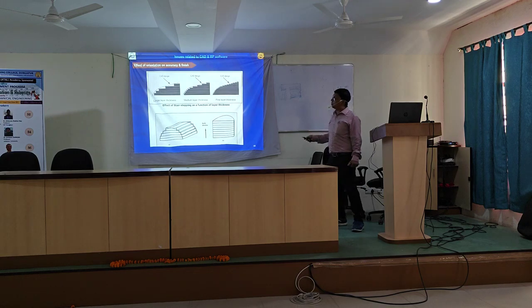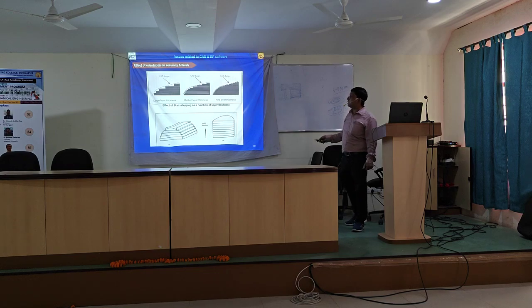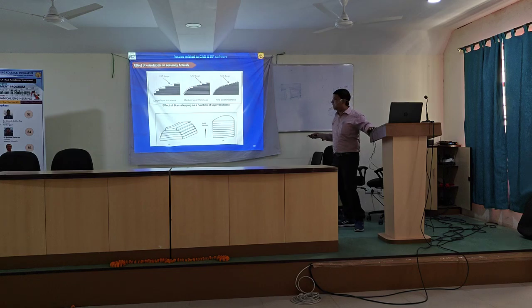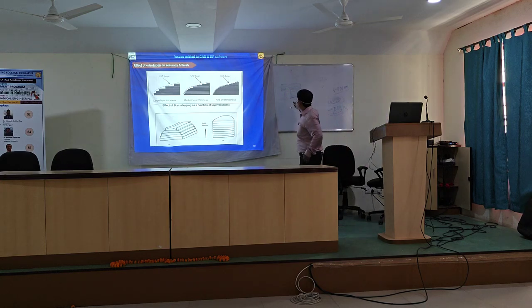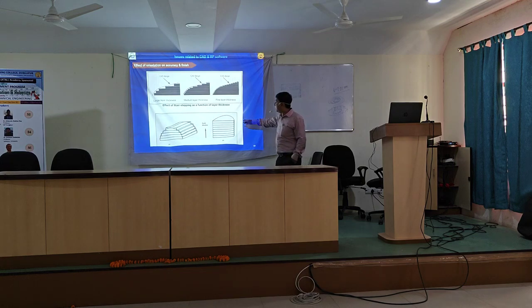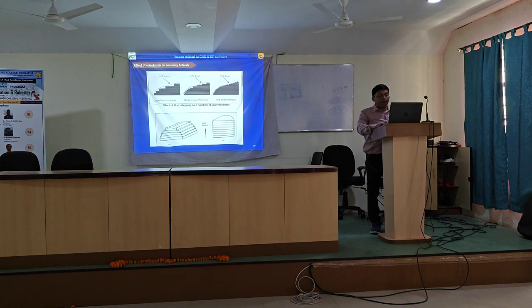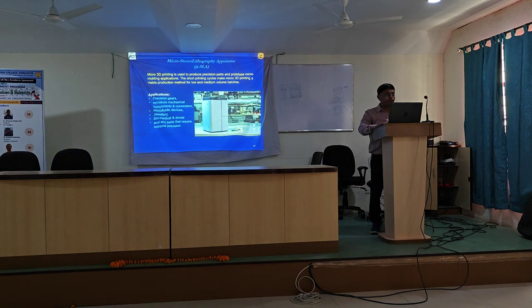So these two are important. One is the layer thickness, another is the orientation of the geometry before slicing. Orientation of the geometry before slicing has two roles. One is the minimum number of supports required many times, and the other is that minimum stair stepping effect may occur. So part orientation before slicing is very important.